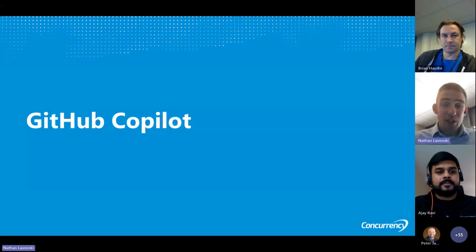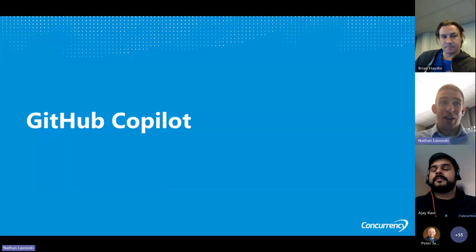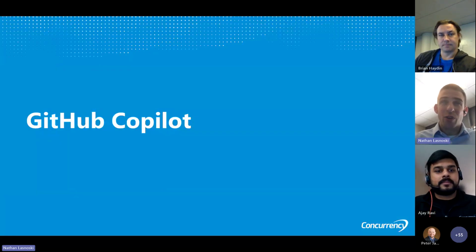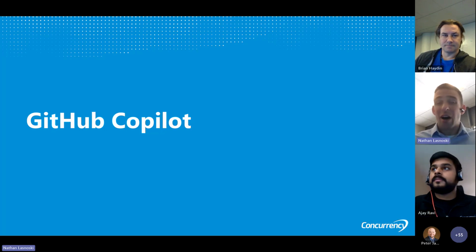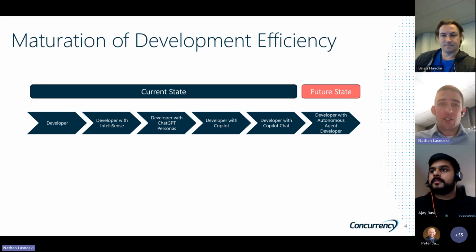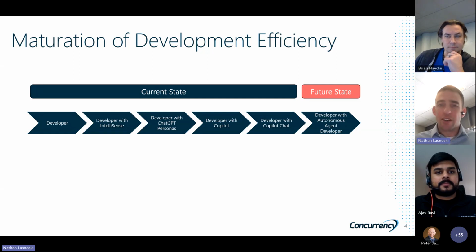Okay. So the first topic we're going to talk about is GitHub Copilot. This is a technology that was one of the earlier released AI tools, but has come a long way. And we're going to talk a lot about some of the new capabilities that have been released and are coming over the next year. So as you think about the maturation of development efficiency, I want you to take a good look at this slide. What you can see is a band that indicates current state capabilities and then future state capabilities.